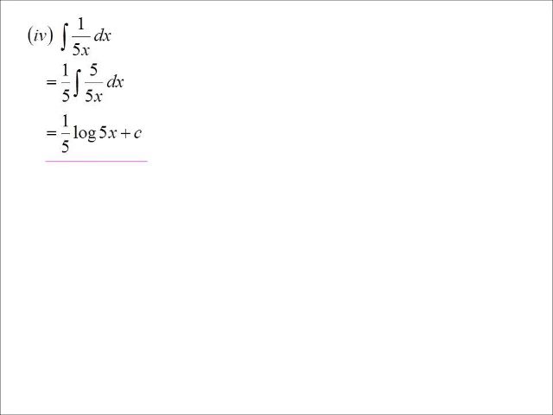But I could have done it a different way. I could have factorised the 5th out first, and then integrate the 1 on x, and I get a 5th log x plus c. How can I get 2 different answers? What's going on here? It's the constant. I've just put plus c, but they're actually different constants.